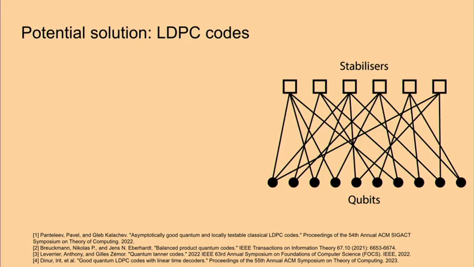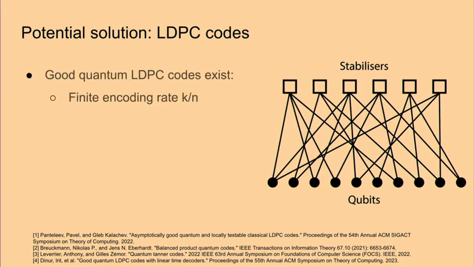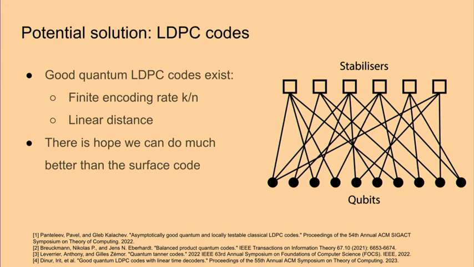And so a potential solution we've heard a lot about this week are LDPC codes. And now we know, of course, that good quantum LDPC codes do exist with finite encoding rates and linear distance. And so there's hope that we can do a lot better than the surface code.